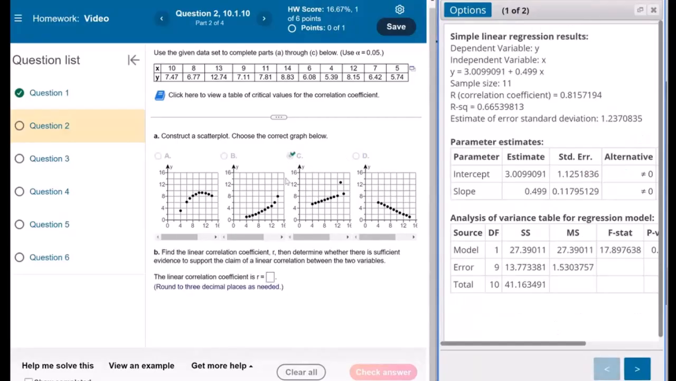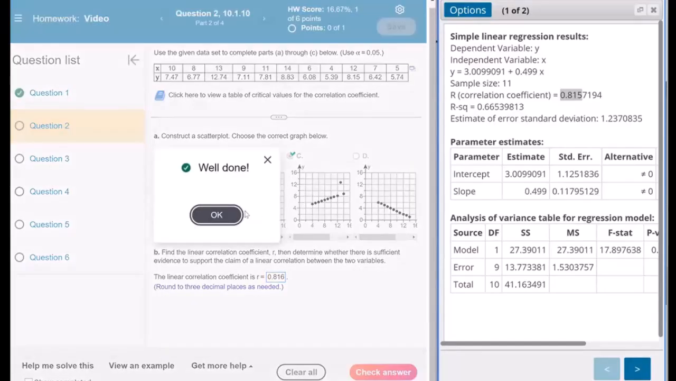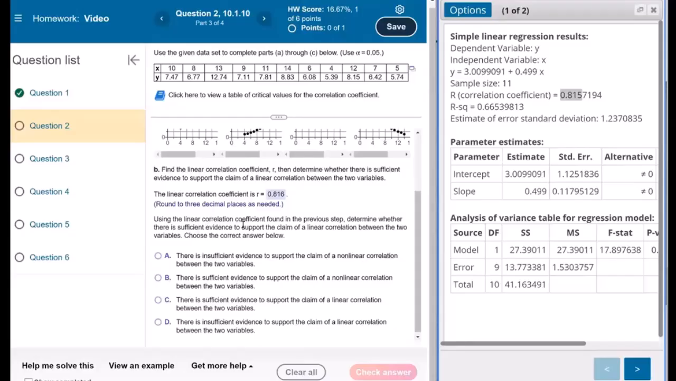Let's go back here. Find the linear correlation coefficient R to 3 decimal places, then determine whether there's sufficient evidence to support the claim of a linear correlation between the two variables. There's a linear correlation. Using the linear correlation coefficient found in the previous step, determine whether there is sufficient evidence to support the claim of a linear correlation between the two variables.